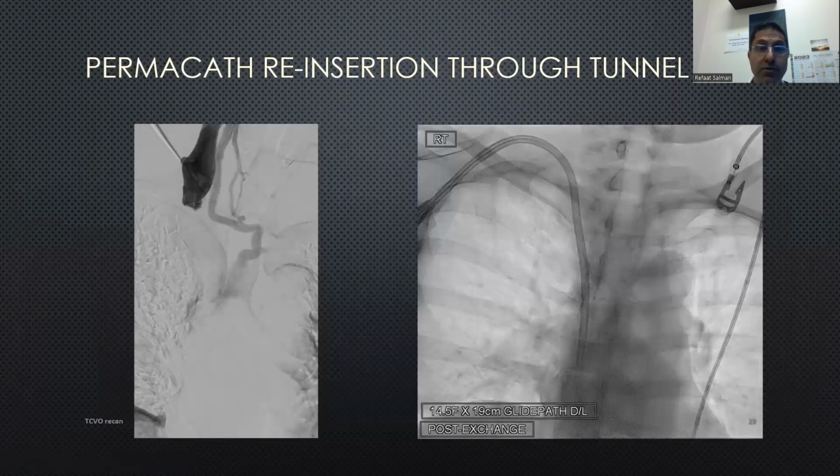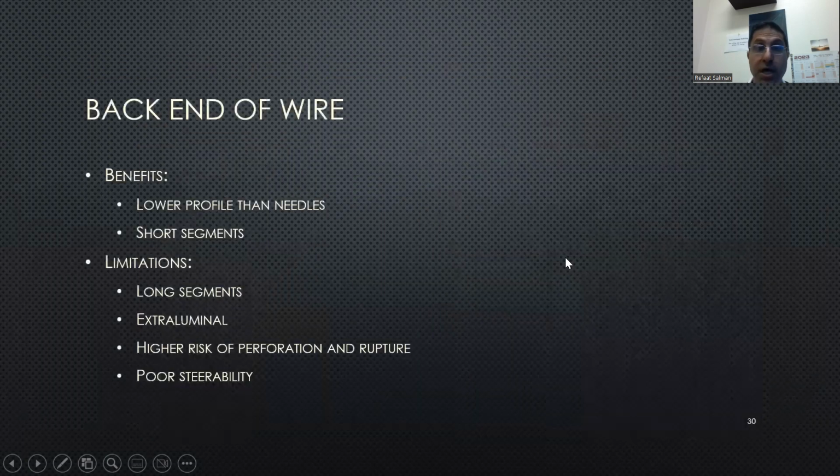The other possibility is to go through the tunnel if you have an occlusion of the internal jugular vein, like this case. It was punctured, but is leading to nothing. A puncturing of the previous tunnel was successful, and a permacath was inserted through the tunnel without doing any other procedure.